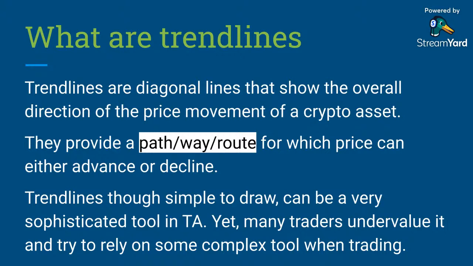It shows the direction. We say the market goes up, they show the direction, right? They provide a path, a way, a route for which price advances or declines. Now, if price wants to move in an uptrend, it's just like going to the market in your village. You're going to agree that there's a road. Is it a main road or just a corner, but there's a road to your village, right?